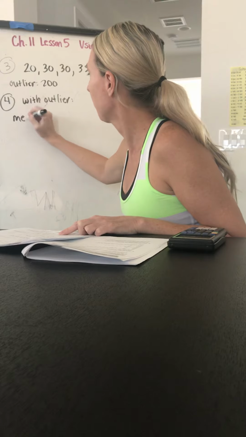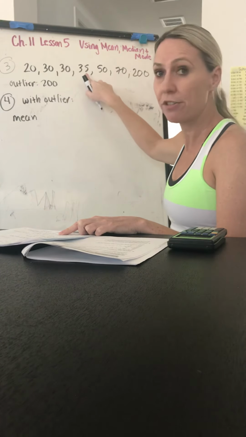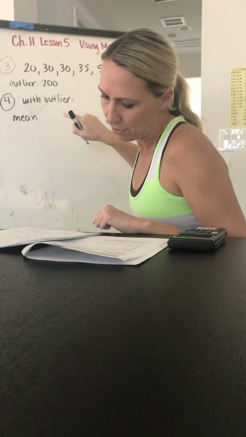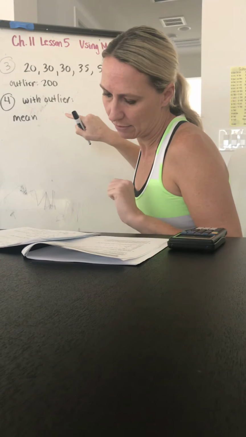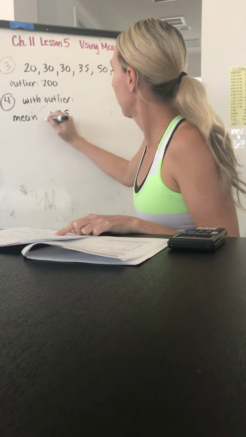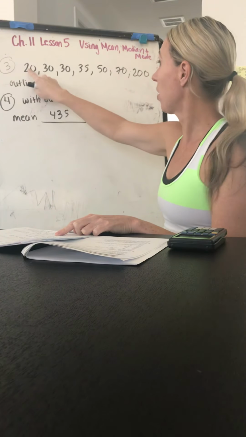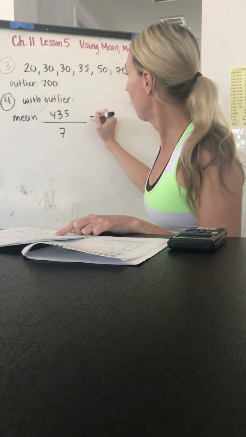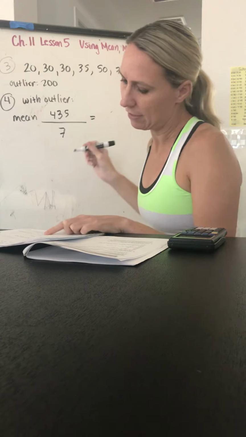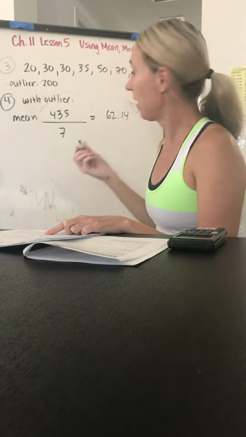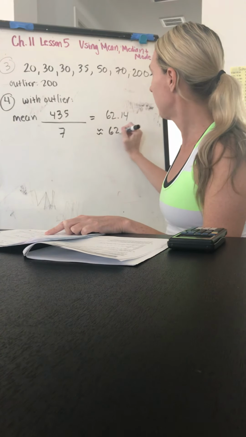So let's first do the mean. To do that, I'm going to do 20 plus 30 plus 30 plus 35 plus 50 plus 70 plus 200. Okay, and when you do that, you get 435. And you're going to divide it by how many numbers there are: 1, 2, 3, 4, 5, 6, 7. And 435 divided by 7 is going to give me 62.14. And then in this example, they just estimated to 62.